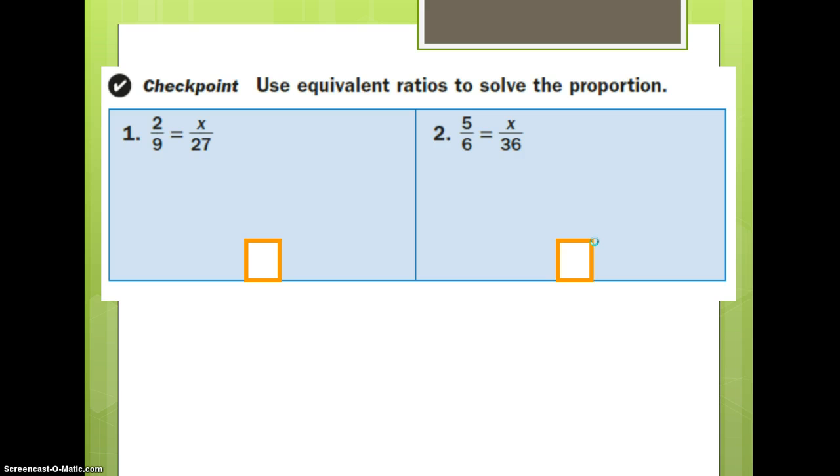Please pause the video and try 1 and 2. In number 1, we know that 9 times 3 is 27. So 2 times 3 is 6. 6 is your answer. In number 2, 6 times 6 is 36. So 5 times 6 is 30.